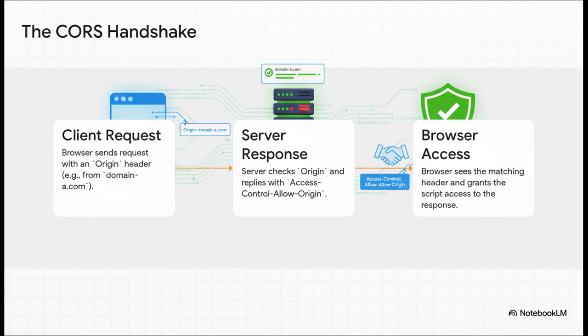First, when you make a request, your browser automatically tacks on an origin header. It's basically saying, "Hi, I'm calling from domain A.com." The server over at domain B gets this, checks its guest list, and if domain A is on it, it sends back a special header, Access-Control-Allow-Origin. The browser sees this as a permission slip and finally lets your JavaScript code actually read the data.